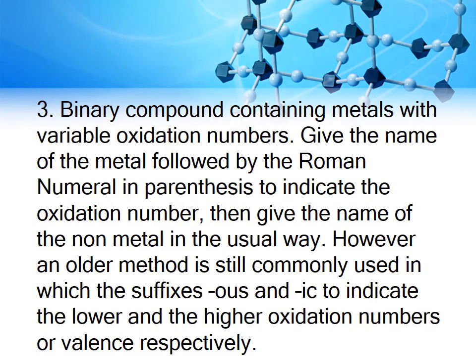The third rule is binary compounds containing metals with variable oxidation numbers. Here, we will give the name of the metal followed by the Roman numeral in parentheses to indicate the oxidation number, then give the name of the nonmetal in the usual way. However, an older method is still commonly used in which the suffixes -ous and -ic indicate the lower and the higher oxidation numbers or valence respectively.